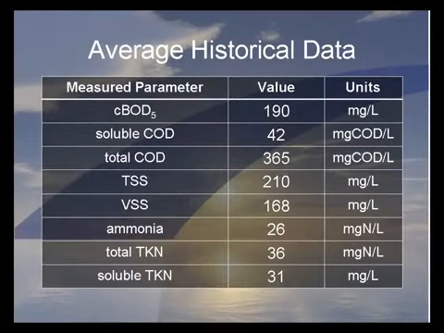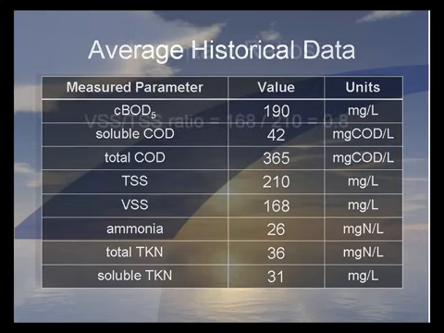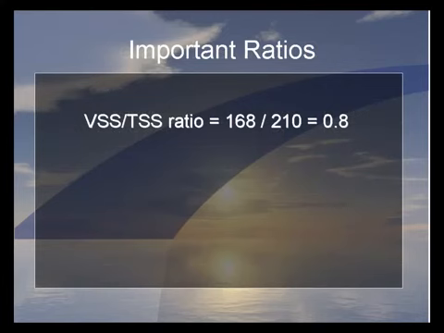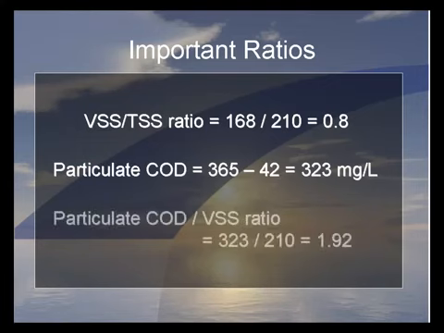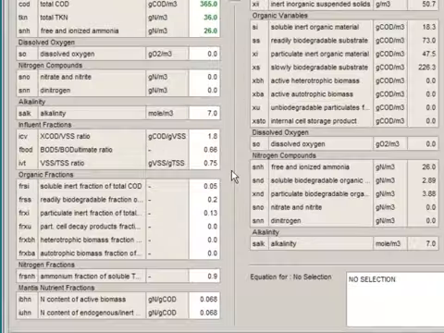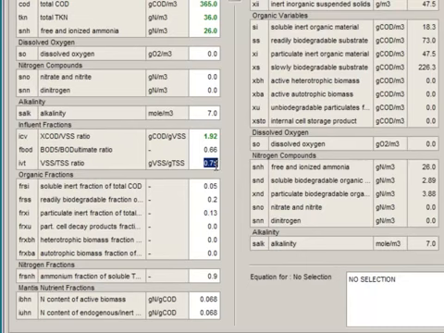Now we have enough information to calculate those ratios, the VSS and TSS numbers, as well as the soluble and total COD. The VSS to TSS ratio is a straightforward calculation using the numbers from the table. We can calculate the particulate number by subtracting the soluble from the total, and then taking that as a ratio over the VSS. These numbers can be entered directly into Influent Advisor. Once that is done, the remaining calculations are then automatically updated.